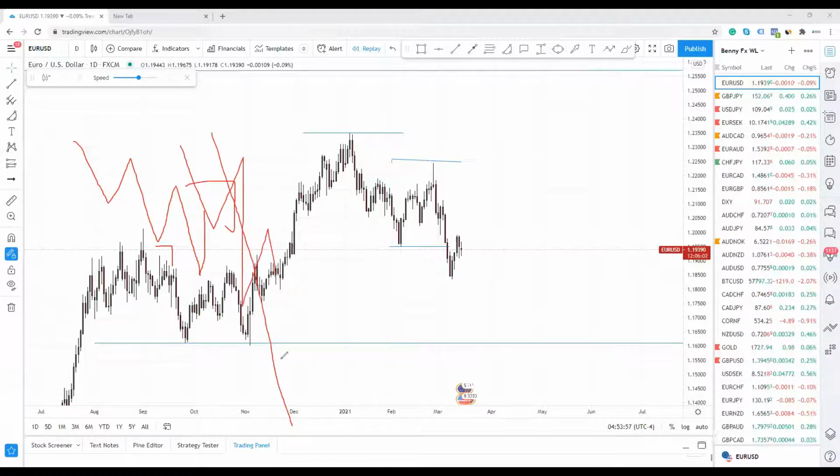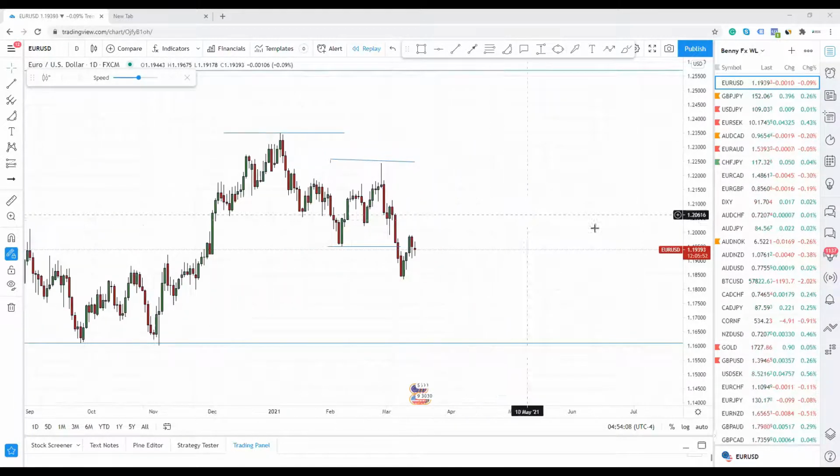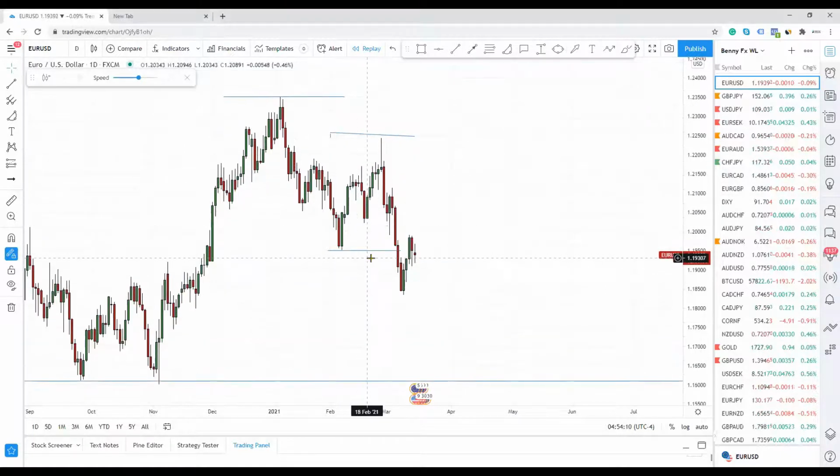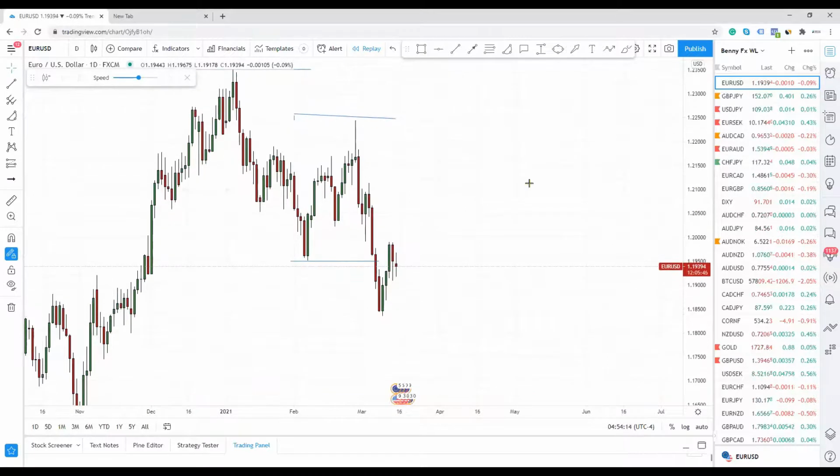The market moves down, moves up, moves down, moves up. It's the same thing. All right, so we know that the market has broken the structure. So the next liquidity is on top, isn't it? Because they already grabbed the liquidity below. So where is the top liquidity?